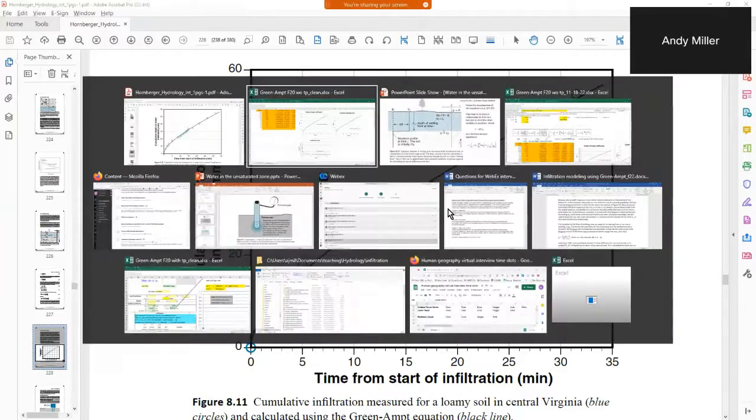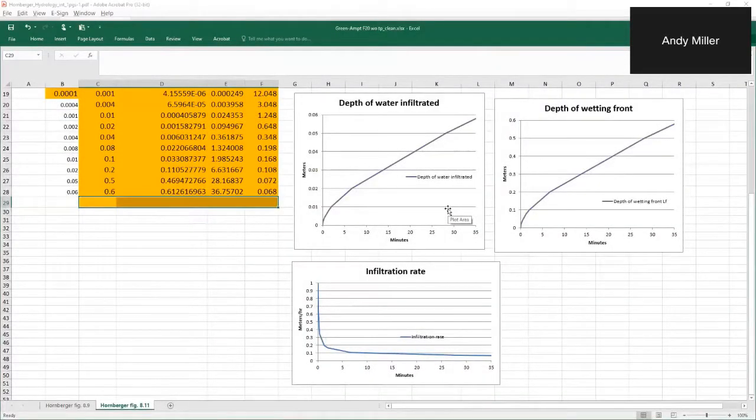About a little under 60, except I was looking at meters. So 0.06 is about 60 millimeters, right? So even though I'm using millimeters instead of meters, it is about the same. We did generate the same curve, okay?